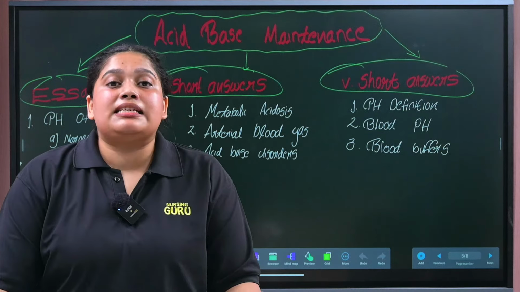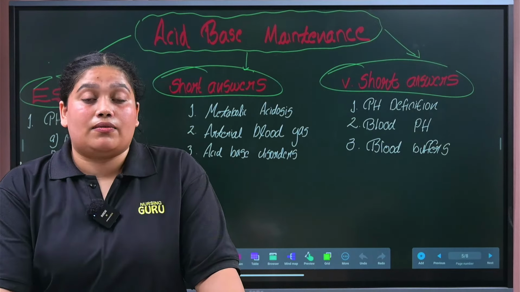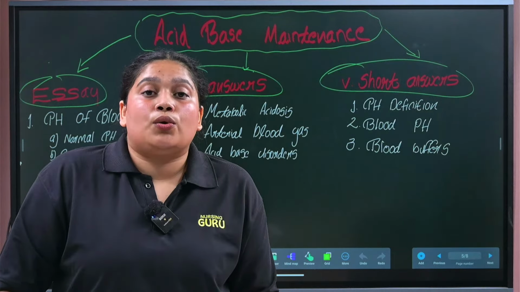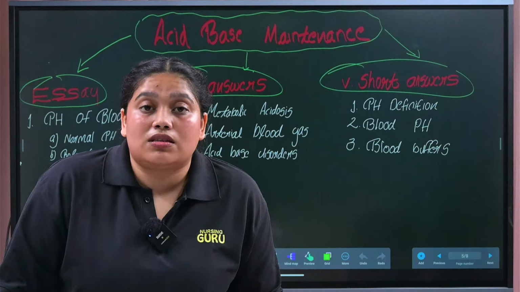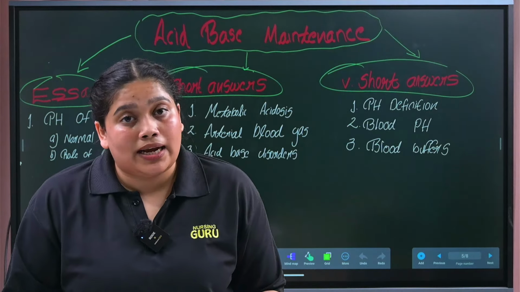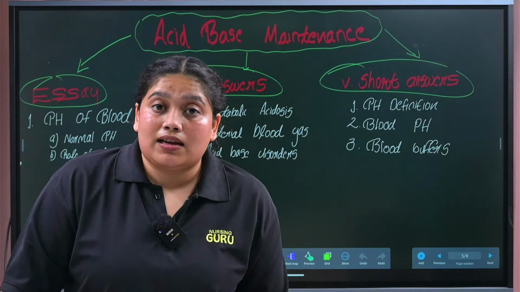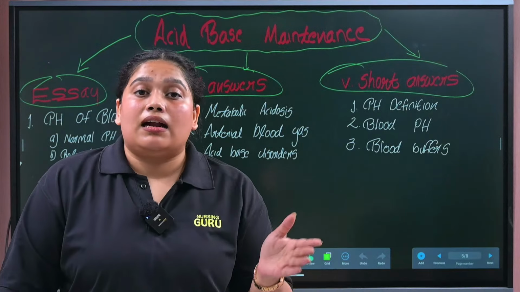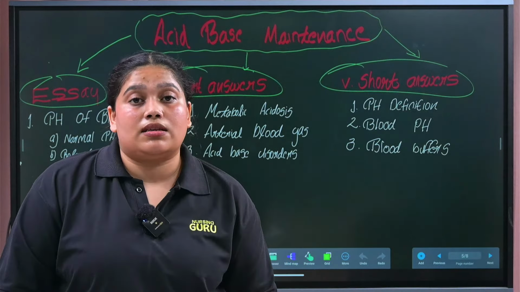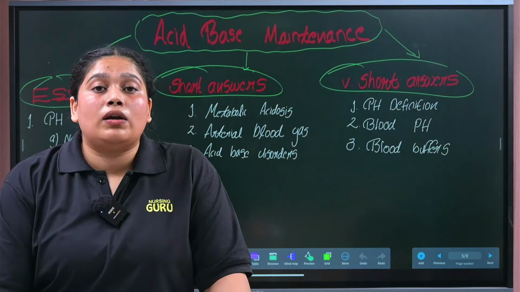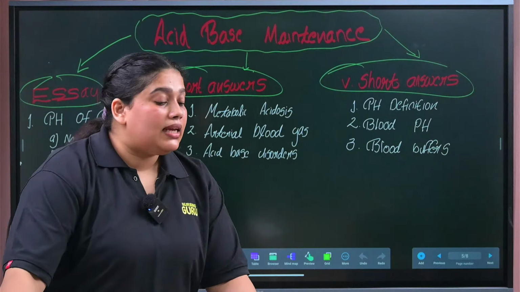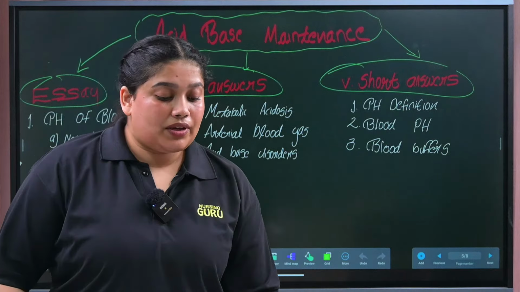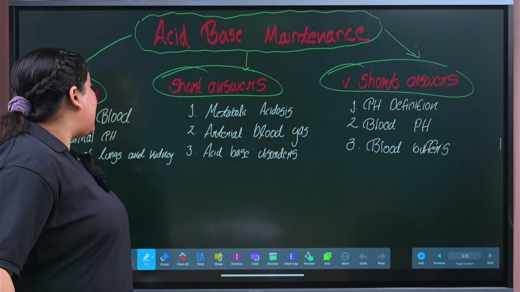Okay, once the pH is increased, that is known as alkalosis. Once the pH is reduced, that is acidosis. Okay, so you have to mention the metabolic acidosis, metabolic alkalosis, respiratory acidosis, respiratory alkalosis, also uncompensated and compensated metabolic acidosis are there. So you have to mention all in detail. So that is coming in the role of lungs and kidney.